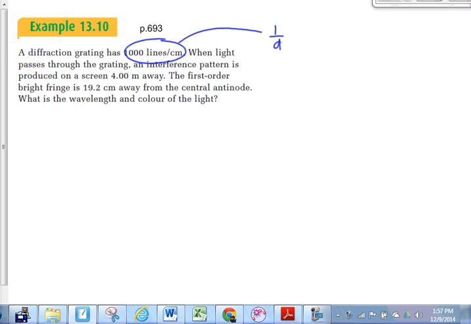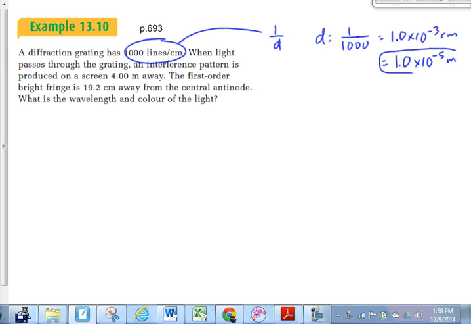When you have the number of lines per centimeter in a diffraction grating, then it's not d, rather it's 1 over d. If you want to find d, let's flip it over. d would be 1 over 1,000, which would be 1.0 times 10 to the minus 3 centimeters. Now, we want that value in meters, so we convert it to meters: 1.0 times 10 to the minus 5 meters.